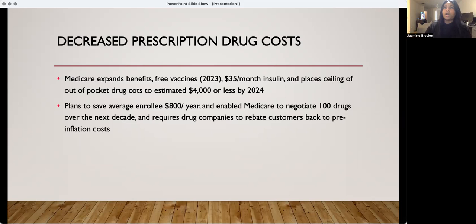And another huge element and component of this bill is focused around decreased prescription drug costs. So we're going to see Medicare expanding benefits. This is going to include free vaccines. This is going to include insulin caps. This is going to include placing a ceiling or a cap for out-of-pocket drug costs, estimated at about $4,000 or less by 2024. So this is going to affect a select group of the population.